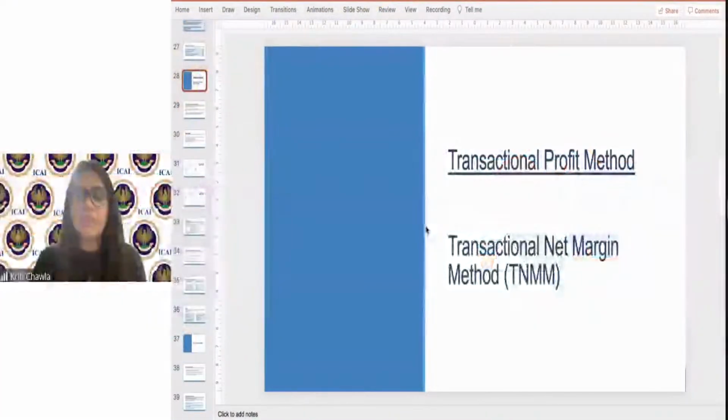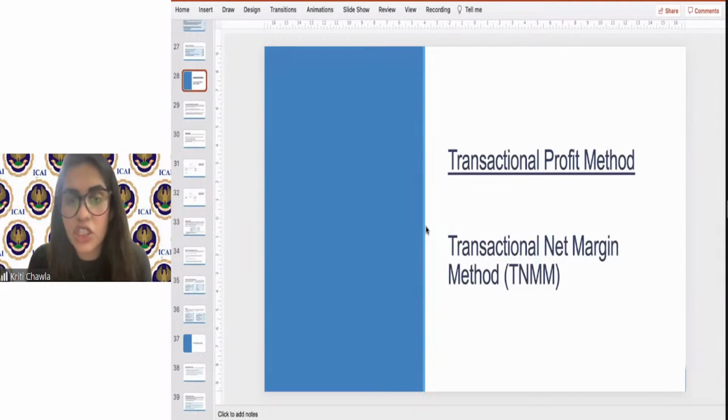Let's move to the next method now, which is called the transactional net margin method. We generally call it by an abbreviation, TNMM. But before that, does anyone have a question on any of the above methods? Anyone who has a question till now? Anything?